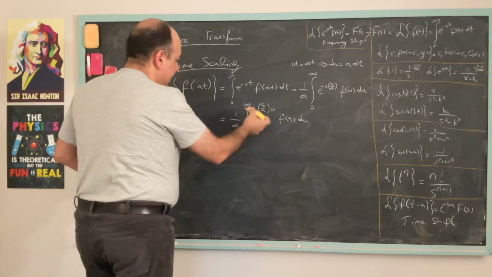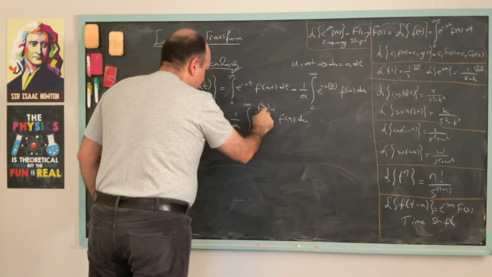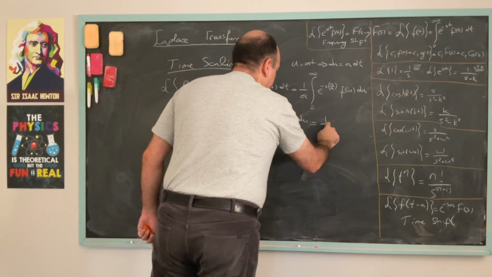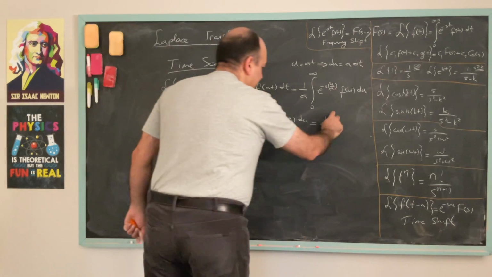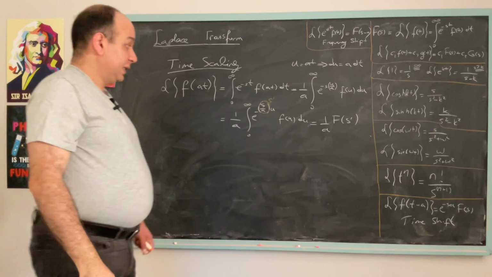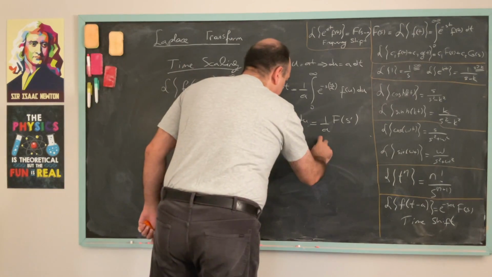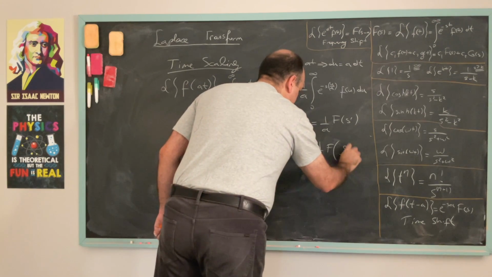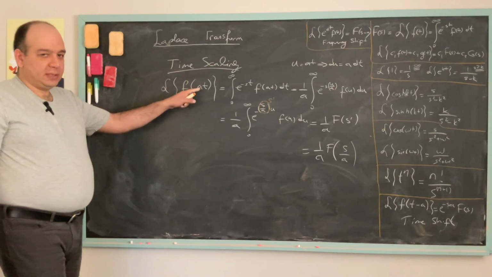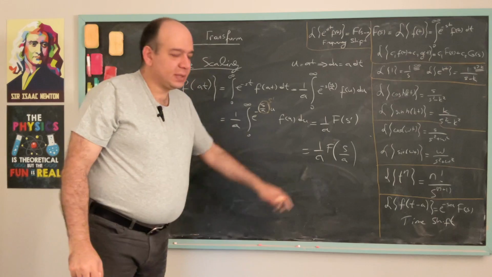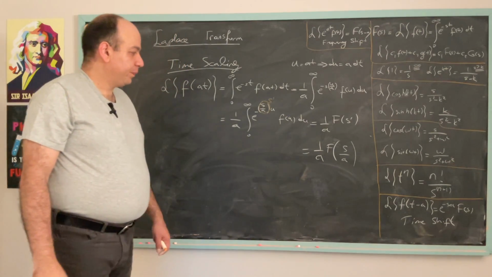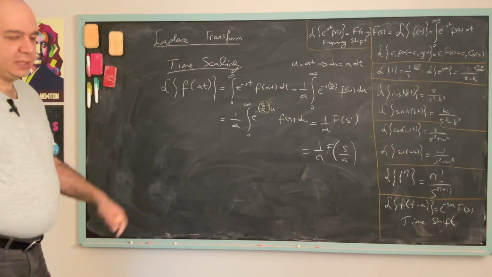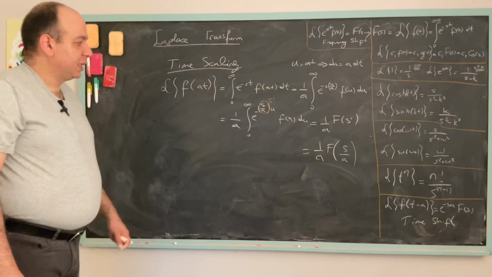Here I can simply call s over a as s prime. So this is another frequency parameter, right? So this becomes 1 over a times f of s prime. So s prime is defined as s over a. So this is equal to 1 over a f of s over a. So if we have a scaling like this in the t space, in the frequency space, this is going to be the Laplace transform. Here, f of s is of course the Laplace transform of f of t. And this is also another nice property.